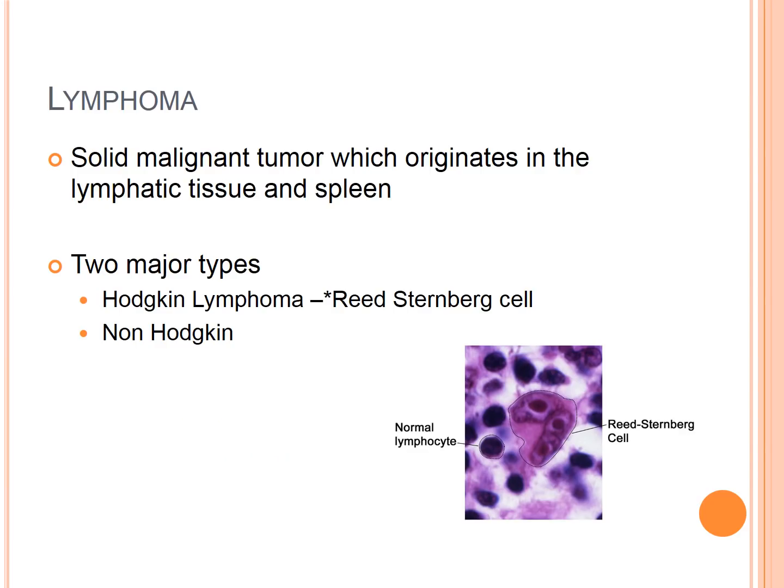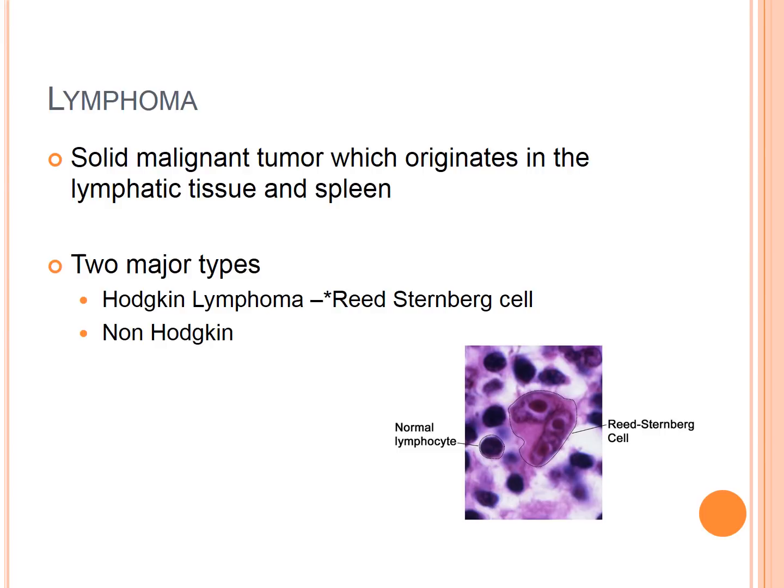To talk a little bit about lymphoma. Lymphoma is a solid malignant tumor which originates in the lymphatic tissue and spleen. All right, so lymphomas start in a lymph area and they spread through the lymph system to other areas.